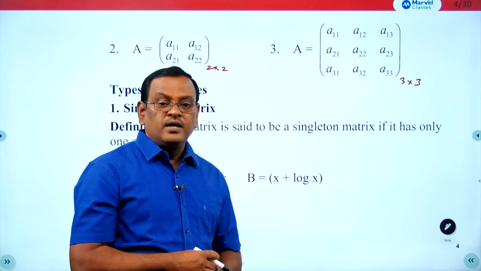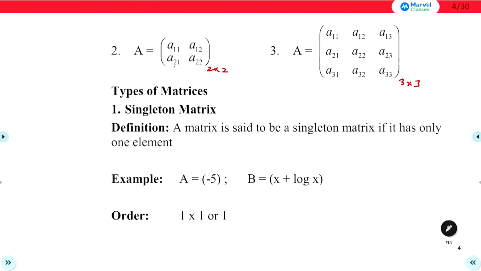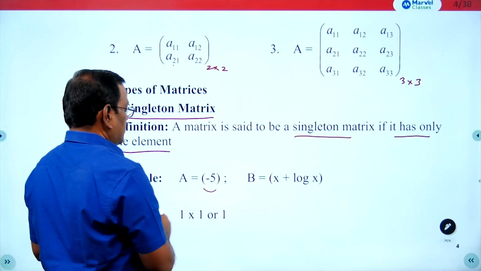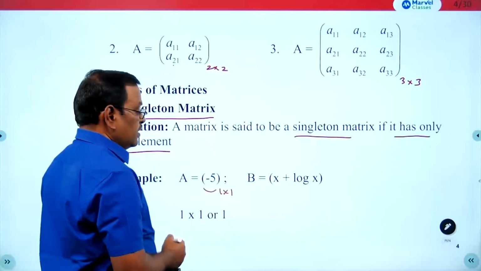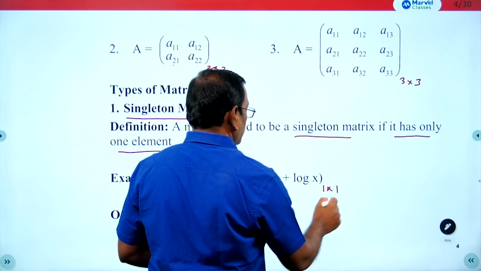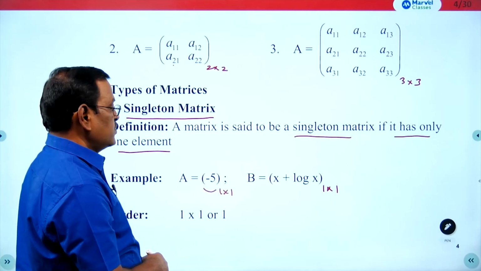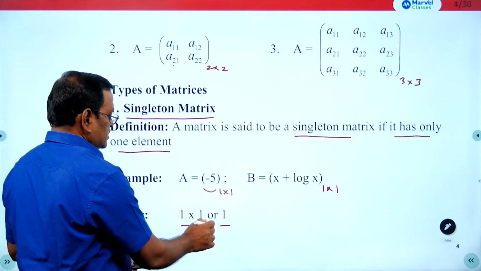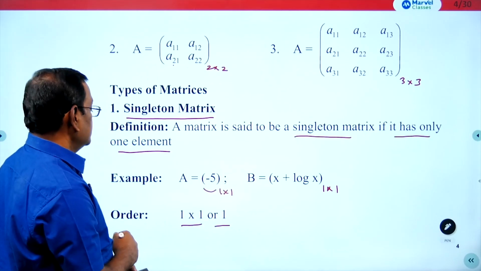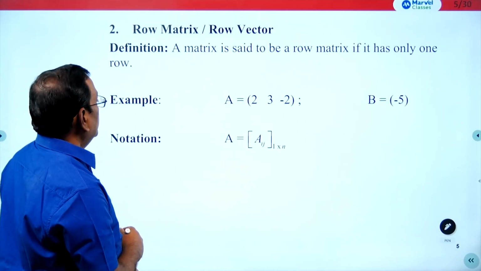Now the next topic, types of matrix. First type, singleton matrix. A matrix is said to be singleton if it has only one element. For example, this matrix A contains only -5 and its order is 1 by 1, and this one contains only one function, so it is a 1 by 1 matrix. A matrix which has only one element is called a singleton matrix, and its order is 1 by 1, or simply 1.